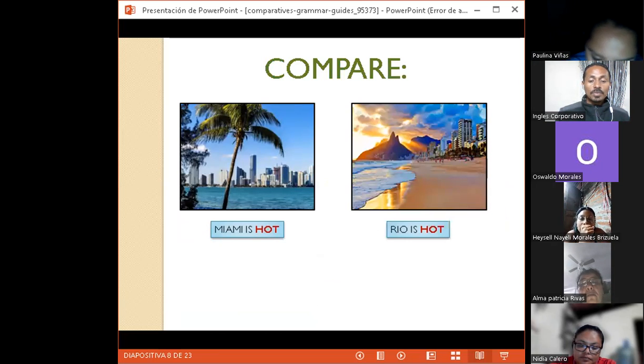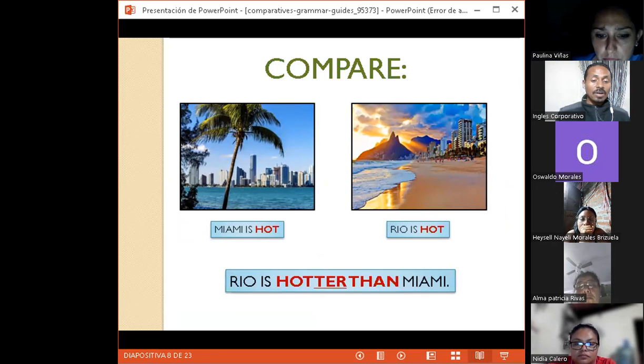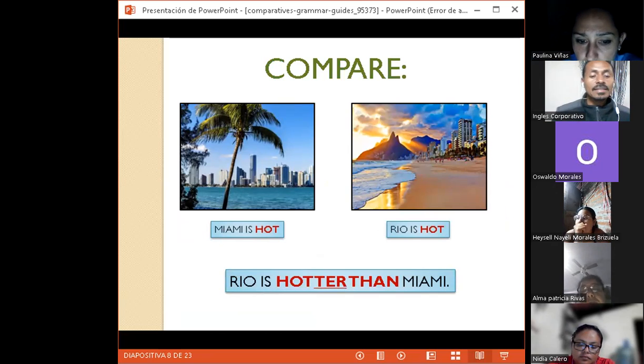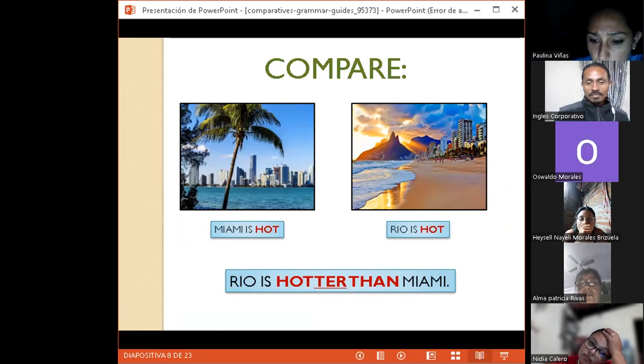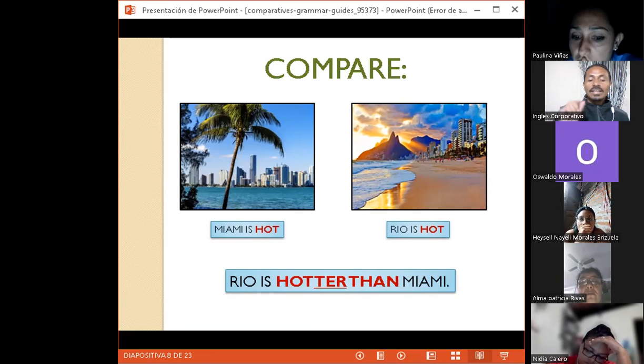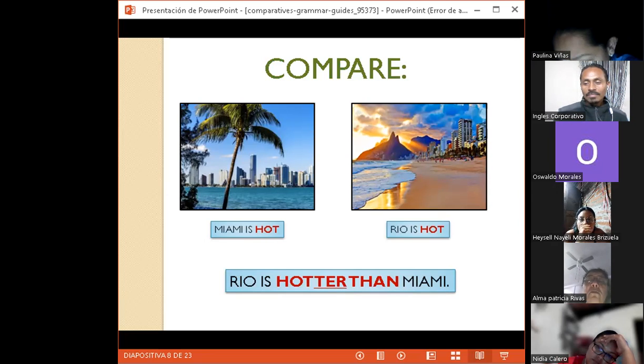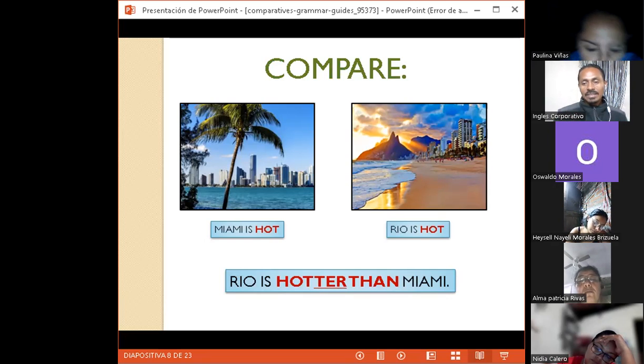Miami is hot. Rio is hot. Rio is hotter than Miami. Ok. Esta es la regla cuando se duplica la última consonante. Puede ser cualquier consonante. La cuestión es que debe de seguir un patrón. Y usualmente se dice consonante, vocal, consonante. Si el adjetivo monosílabo lleva ese patrón, entonces se duplica la última consonante. Hot, hotter. Río es más caliente que Miami.